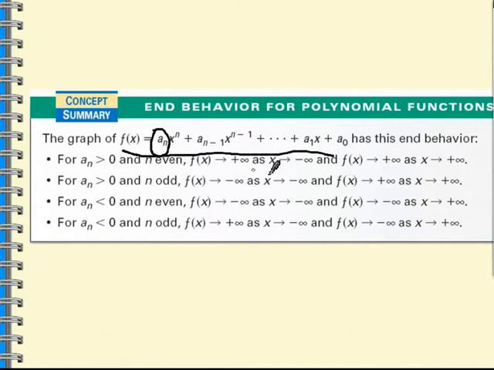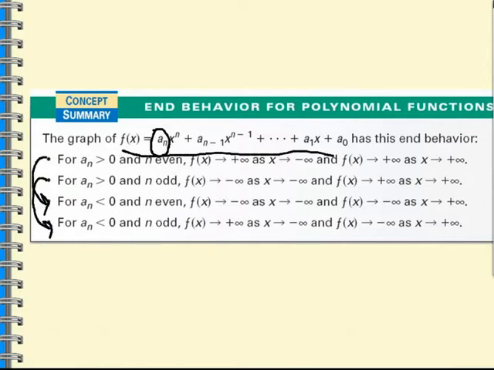Even, well, even does its own thing. No matter where x goes, even goes the same way in both directions. And then we have the summary down here for negative coefficients. It's just the opposite of these two points. So that's the opposite of that, and that is just the opposite of that, because a sub n is the opposite.